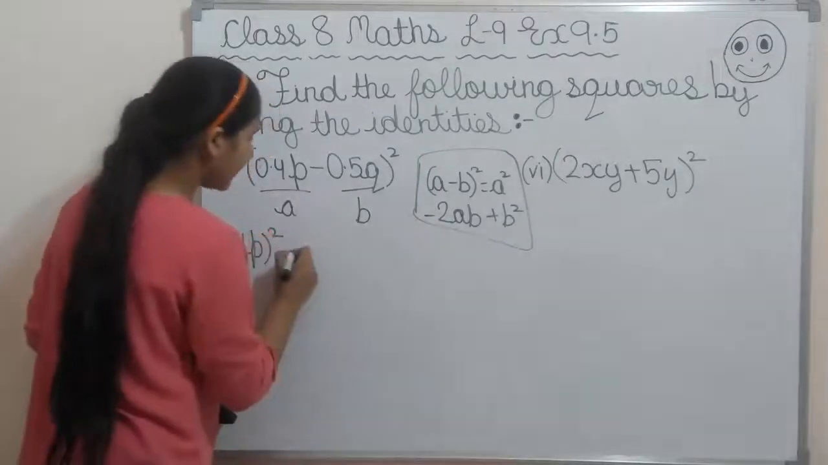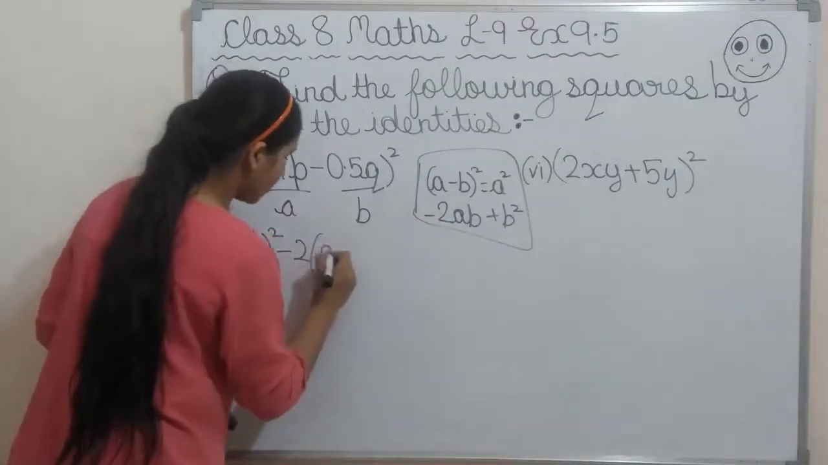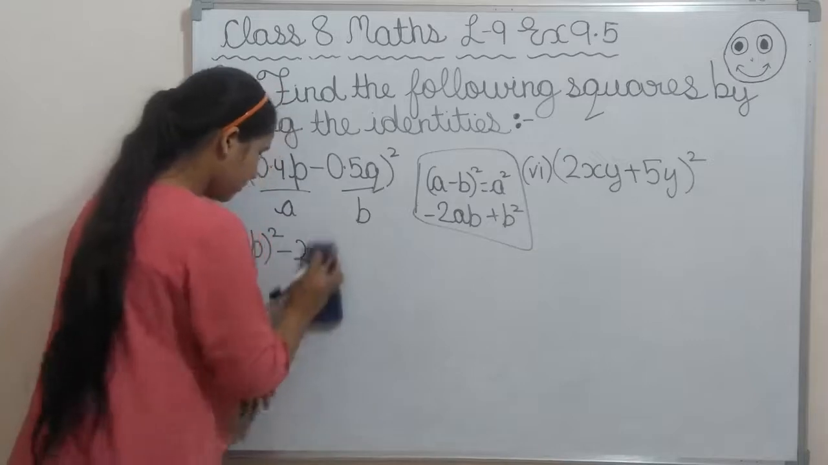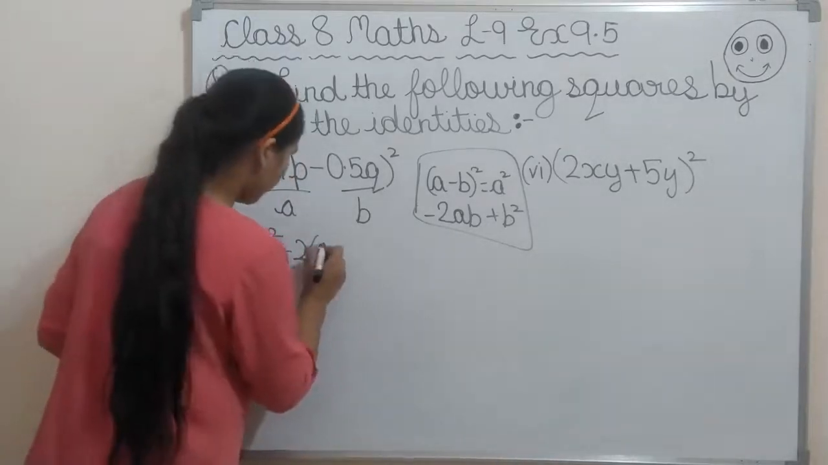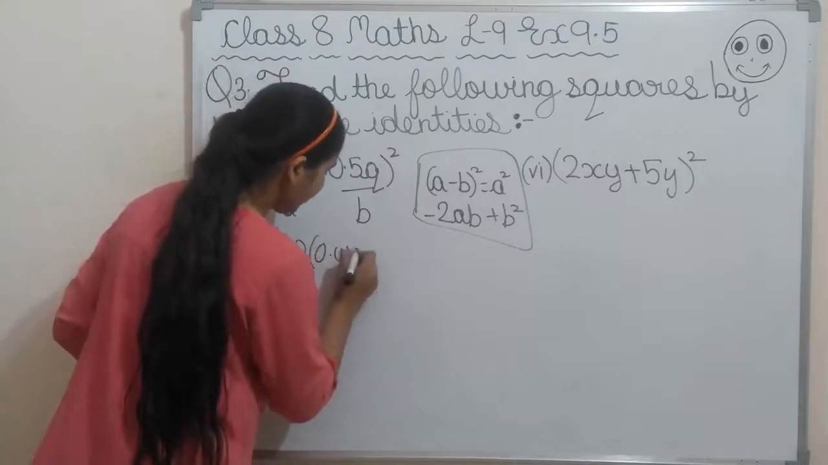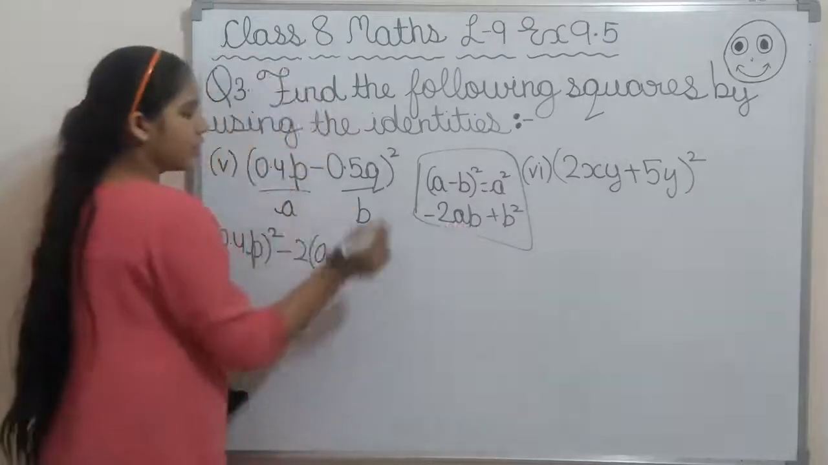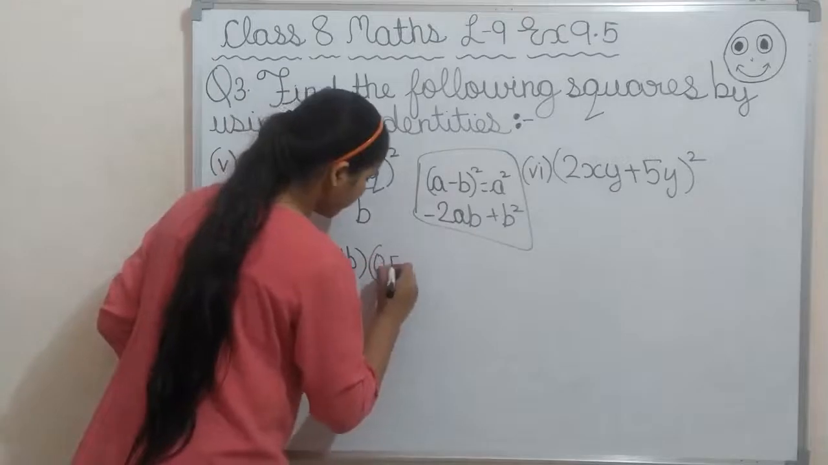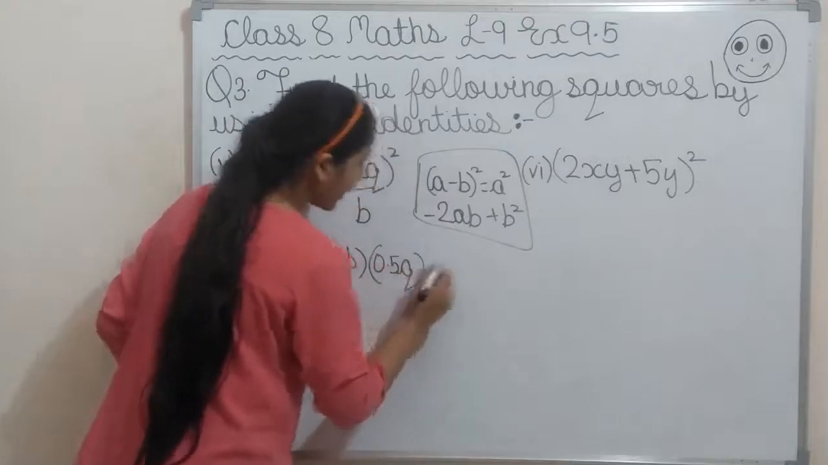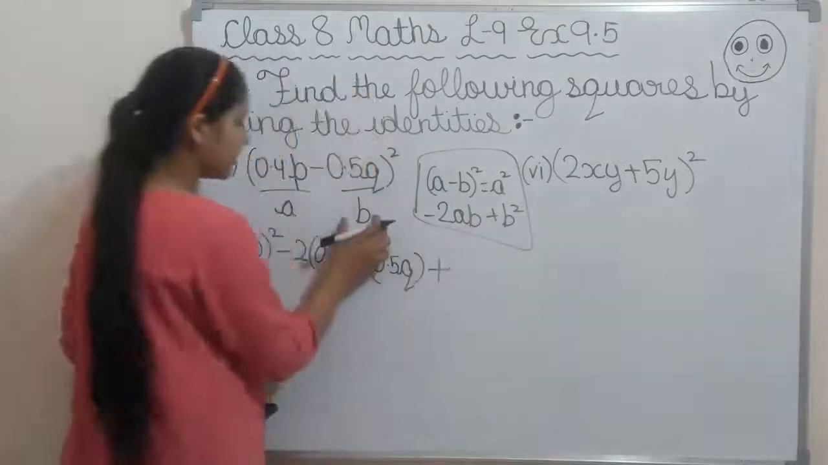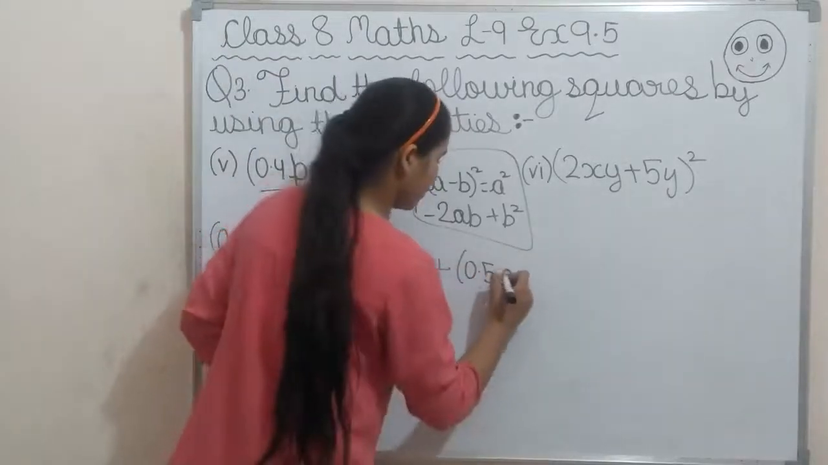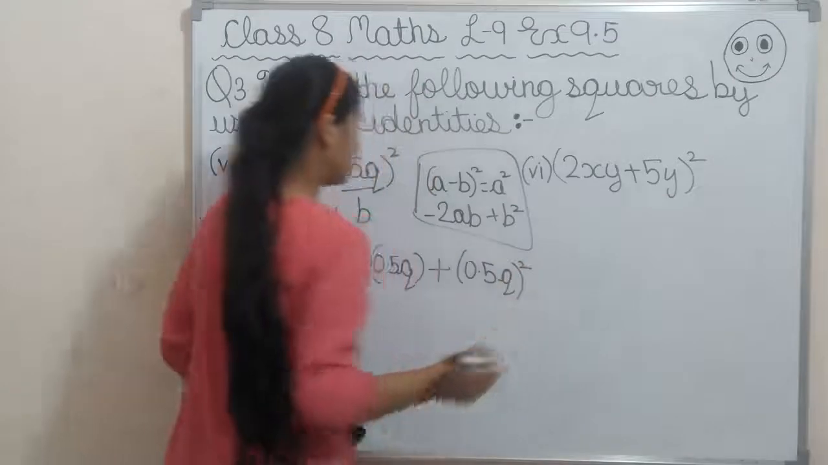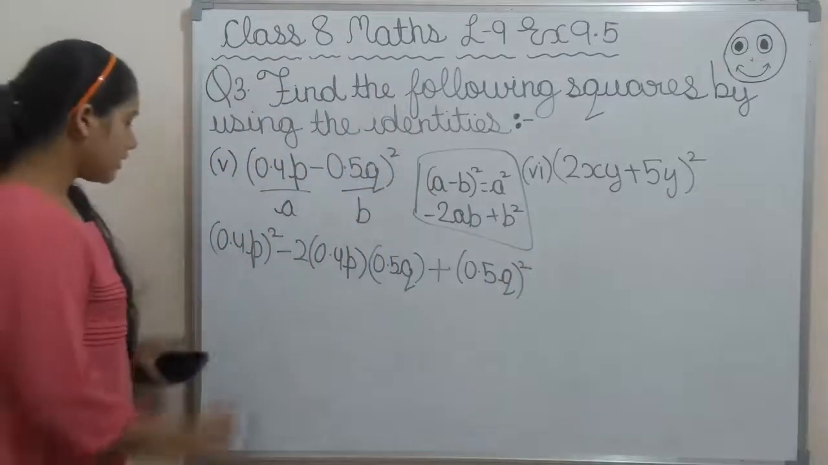Then with minus sign, then 2 into A. A is 0.4p and B is 0.5q. Then bracket close and plus B square, B means 0.5 square, 0.5q square. Okay. So now we have to solve this.